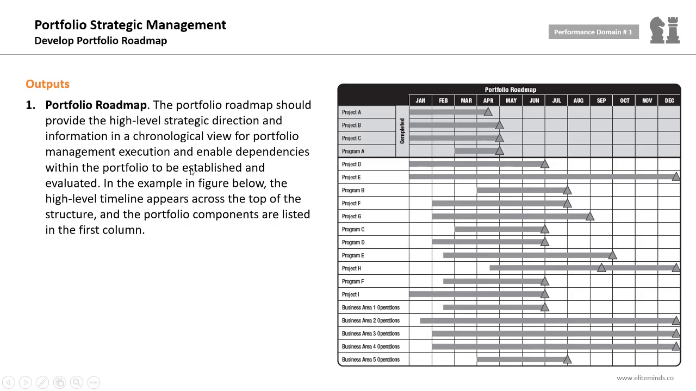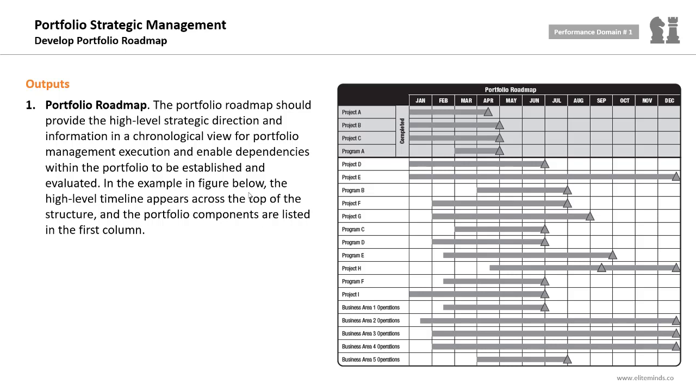The portfolio roadmap should provide the high-level strategic direction and information in a chronological view for portfolio management execution and enable dependencies within the portfolio to be established and evaluated. In the example shown, the high-level timeline appears across the top of the structure, which is here, and the portfolio components are listed in the first column. So this is an example of the portfolio roadmap, which will be the key output of the develop portfolio roadmap process.